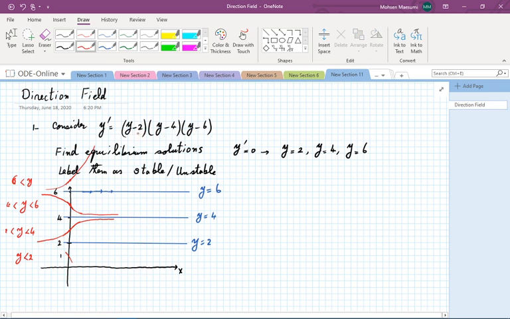Finally, if y is less than 2, all three factors are negative, therefore y prime is negative, and therefore I am always descending. Nothing is holding me back. If I go toward large negative x's, what happens is that this factor is making the product close to 0 while it's being negative. That makes my picture flatten out in this fashion.